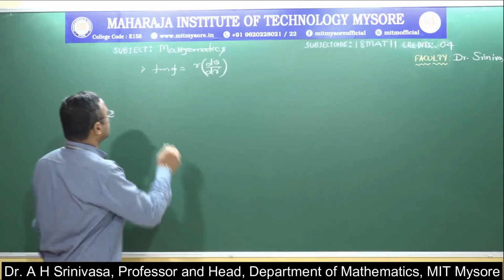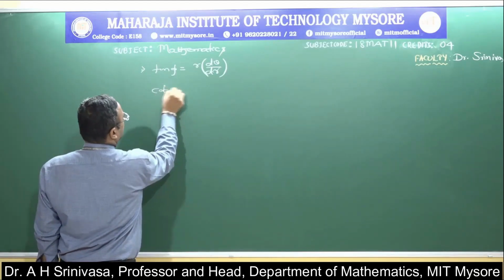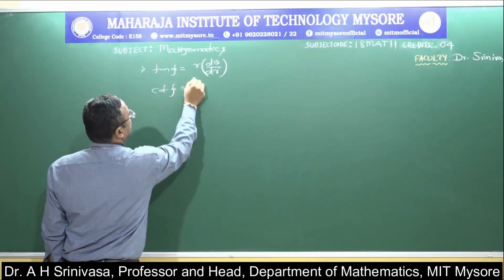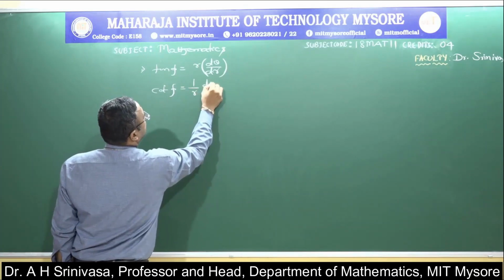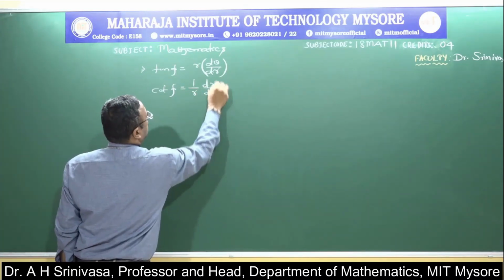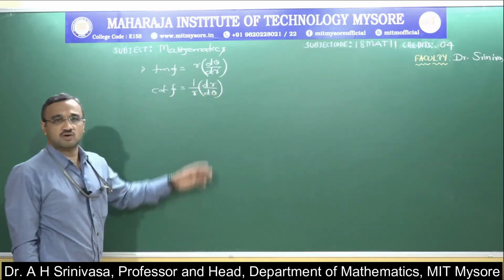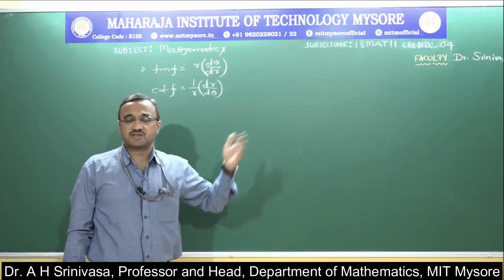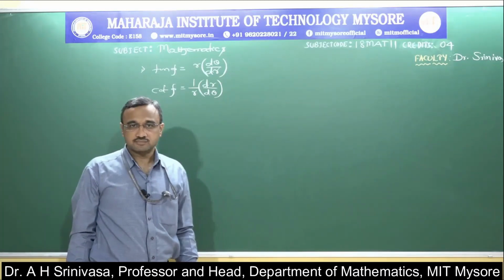We can also write this in another form. If you take the reciprocal of this, we get 1 by r, that is dr by d theta. One more form for this. So this is also called the angle between the radius vector and a tangent.